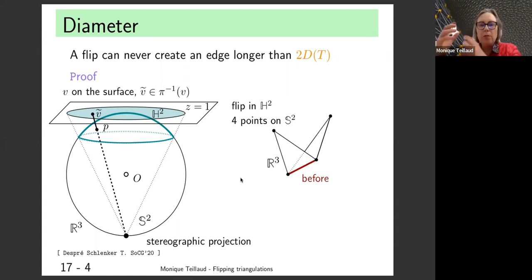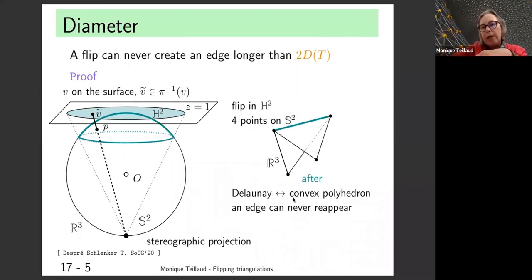This is quite a known construction, and with this way of seeing, you can see a flip as follows. You have 4 points on the sphere with this projection, and an edge can be seen here, in 3D, as an edge between two 3D triangles. The flip consists of looking at the tetrahedron that those 4 points form, and replacing this red edge by the opposite edge on the tetrahedron.